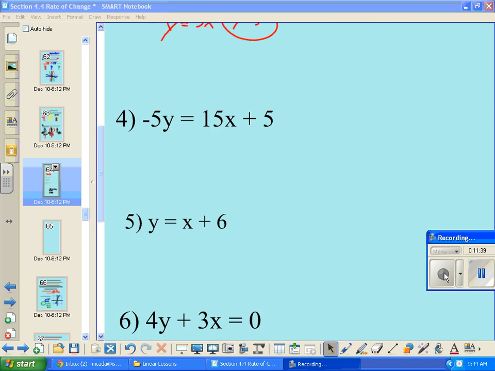We'll just look at these last 3 examples I have on the board here together. Same kind of thing as we were doing before. Are these equations a proportional relationship or not? Again, the first thing I have to do is get solved for y.